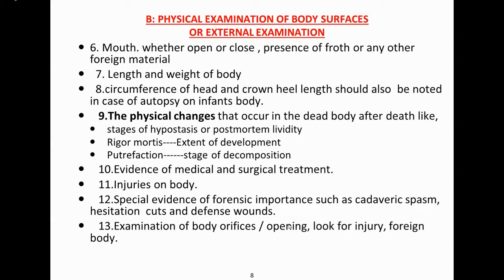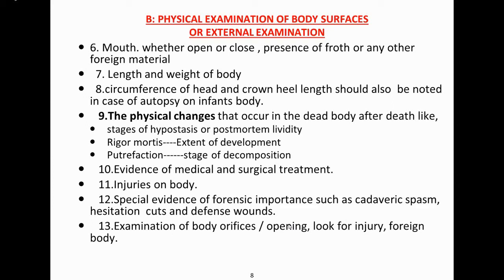Circumference of the head and crown heel length should also be noted in case of the autopsy of infant. जो है body में जब हम करते हैं तो हम उसमें entire head का जो है crown circumference लेते हैं और crown heel length से उसका age identify करते हैं.